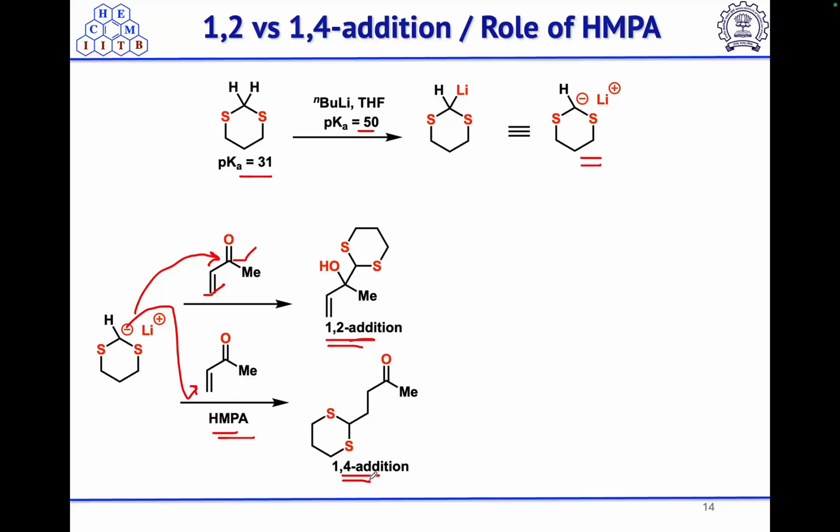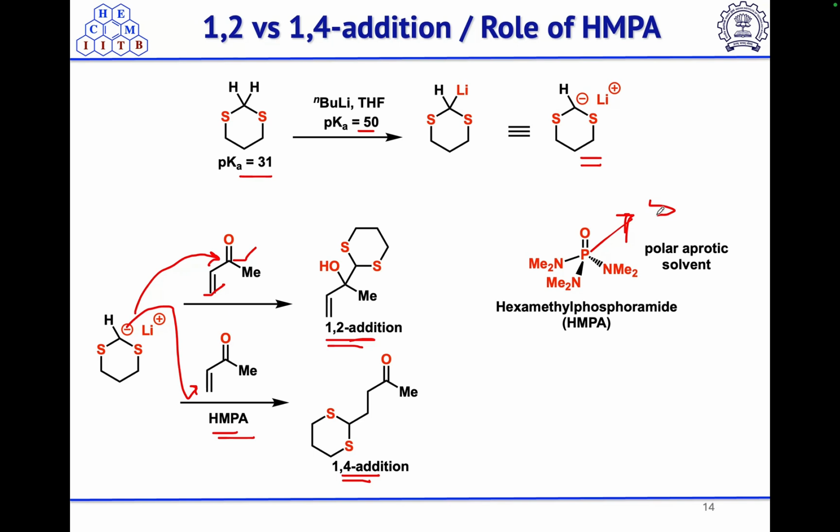So what is the chemistry behind this? HMPA is hexamethylphosphoramide, with P double bond O and NMe2, NMe2, NMe2. If you want to know the hybridization, this phosphorus center is sp3 hybridized. HMPA is a highly polar solvent, and it is also aprotic. Okay, so this is the character of HMPA.